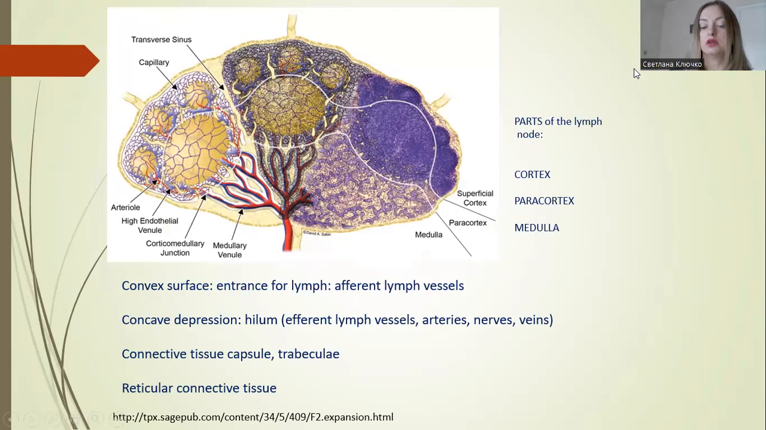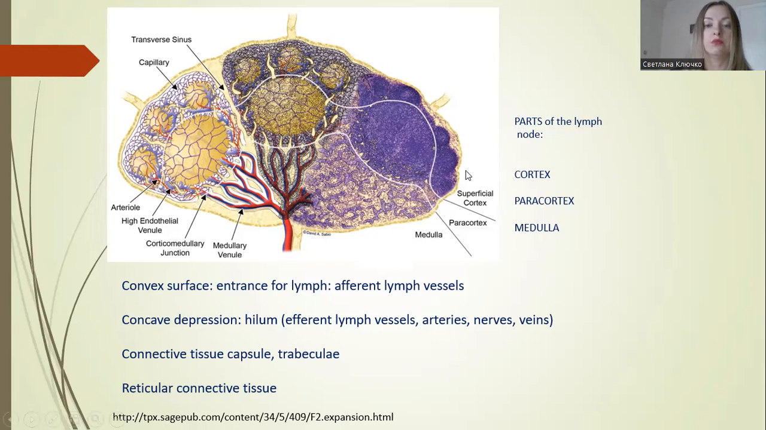Structure of lymph node. Lymph node has stroma and parenchyma. Stroma includes capsule, dense irregular connective tissue capsule, trabecules, and also reticular connective tissue with reticular cells and reticular fibers. Convex surface. Entrance for lymph, afferent lymph vessels. This one. Efferent lymph vessels. Concave depression forms hilum. Efferent lymph vessels, arteries, nerves, veins.